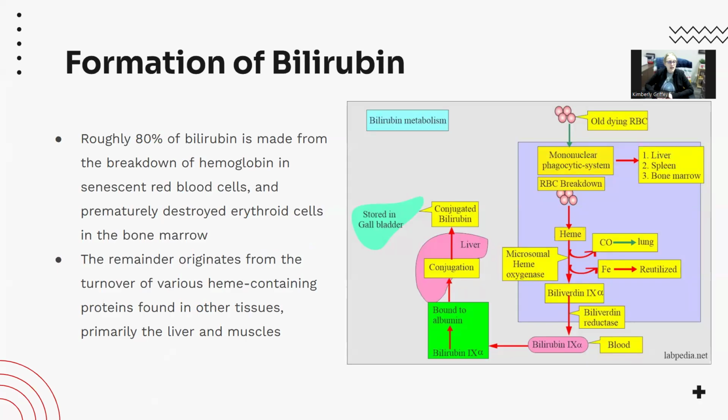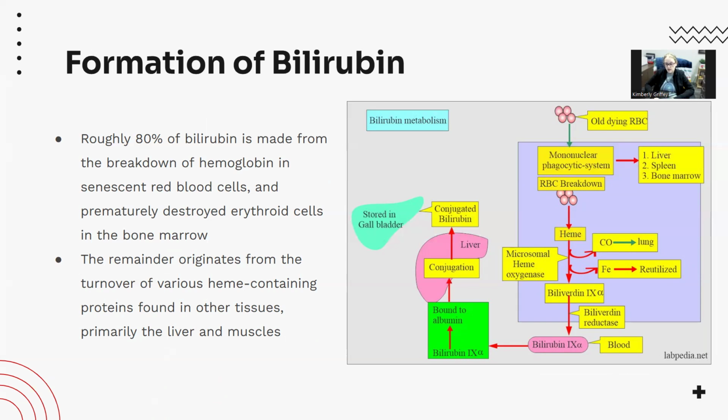So around 80% of bilirubin is made from the breakdown of hemoglobin in the senescent red blood cells, and then prematurely destroyed erythroid cells in the bone marrow. So this chart here shows how bilirubin is metabolized. You have old dying red blood cells, and then you have the mononuclear phagocytic system. You have the breakdown of red blood cells that makes heme. Then you get biliverdin, bilirubin. Then the bilirubin gets bound to albumin. Then you have the conjugation, and you have conjugated bilirubin. And this is stored in the gallbladder.